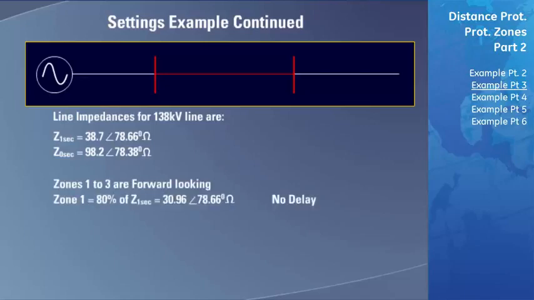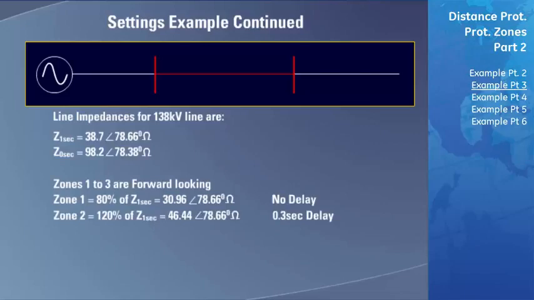Zone 1's reach is normally set to be a maximum of 80% of the positive sequence impedance of the line. This is to avoid possible overreaching into the neighboring line. Therefore, Zone 1 will be equal to 0.8 multiplied by the secondary positive sequence impedance, which gives 30.96 ohms at an angle of 78.66 degrees. The Zone 1 characteristic is usually set to trip instantaneously, and thus will be set with no intentional delay.